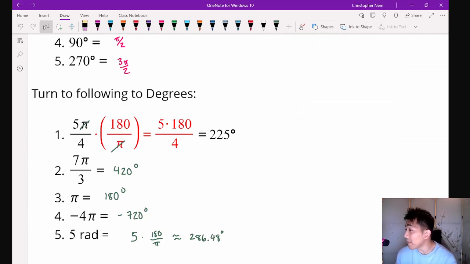We're going to multiply that by 180 over pi. Now, pi can be treated as a number as well, 3.14, etc. So we can round that, and we get a calculation rounded to 286.48 degrees for 5 radians. All right?